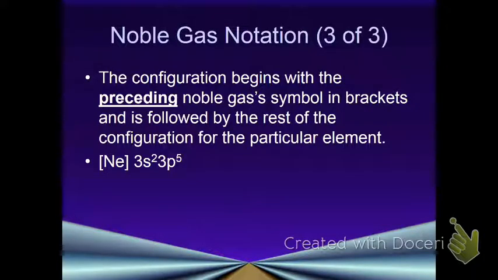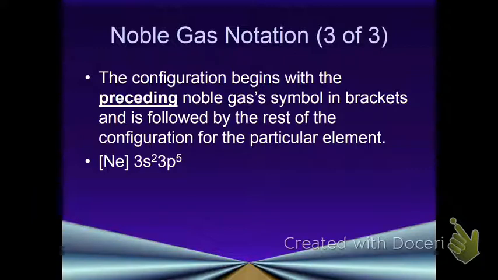So the last type that we need to learn is noble gas notation, or sometimes it's called shorthand notation or shortcut notation, all different kinds of things. But basically you're going to like it because you will not have to write so much. You get to write it in a smaller fashion. So when you're doing noble gas notation, a couple of things. First of all, you use the preceding noble gas. You may only use noble gases as your shortcut.